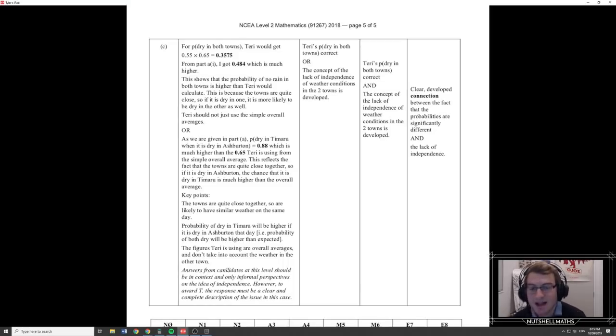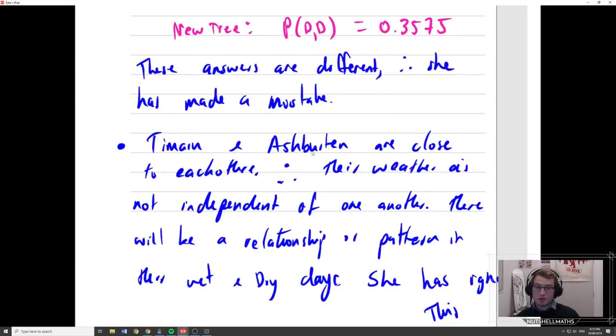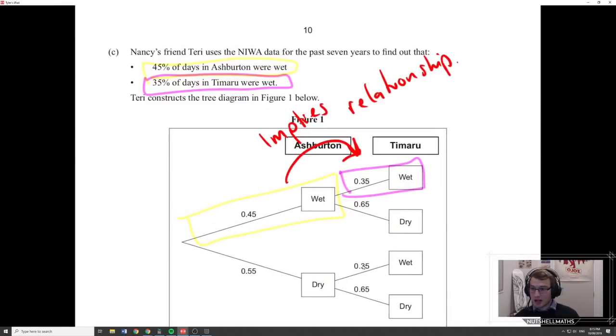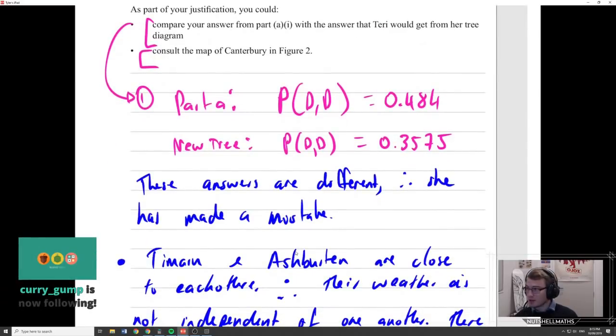We need to have a look at this. Answers from candidates, like that's you, students, at this level should be in context and only informal perspectives on the idea of independence. However, to award E, the response must be a clear and complete description of the issue. Right? So a clear, developed connection between all the facts for E. So you need to write well. So it's not just reading, it's also writing. So this makes sense. Timaru and Ashburton are close to each other, therefore their weather is not independent of one another and there will be a relationship or pattern in their wet and dry days. She has ignored this. Along with this picture implies relationship, along with my calculation, the answers are different. She has made a mistake. That's probably not the right thing to say. Actually, she has made a mistake.